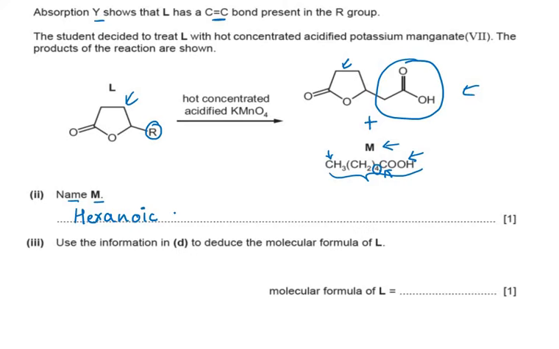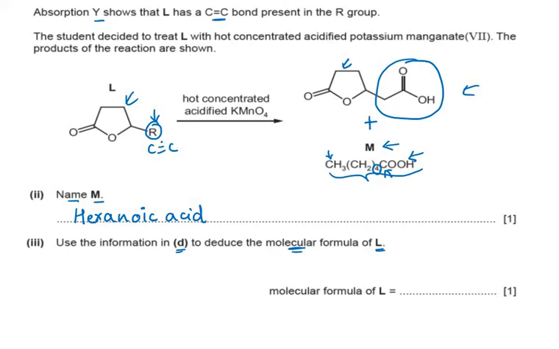Hexanoic acid is the name of M. Now use this information in D to deduce the molecular formula of L. The information in D says that the R group has a C double bond C part, which is the simplest hydrocarbon alkene, and the remaining part of L remains as such. Now you need to identify the molecular formula only.